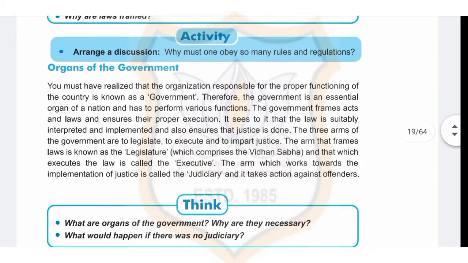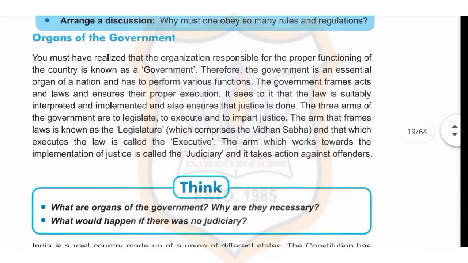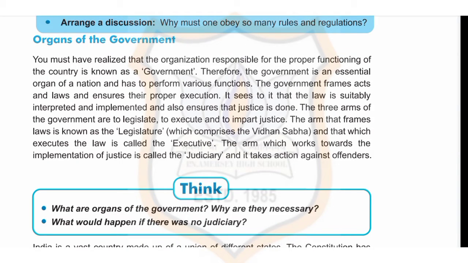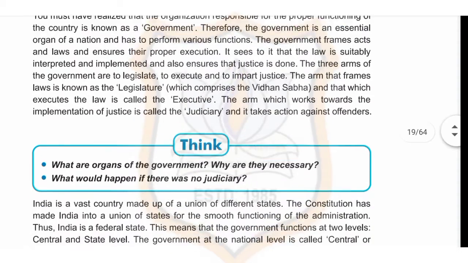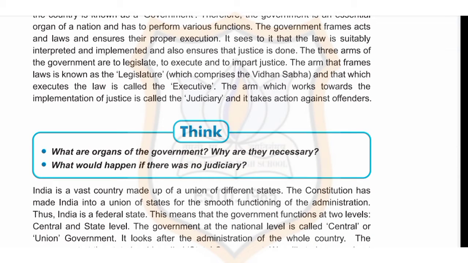Now, the next topic is organs of the government. You must have realized that the organization responsible for the proper functioning of the country is known as government. Therefore, the government is an essential organ of a nation and has to perform various functions. The government frames acts and laws and ensures their proper execution. It sees to it that the law is suitably interpreted and implemented and also ensures that justice is done.